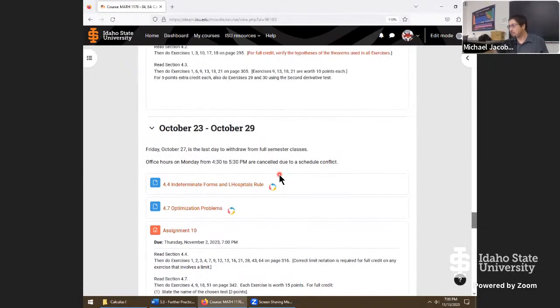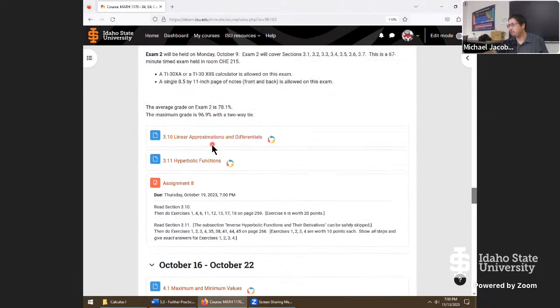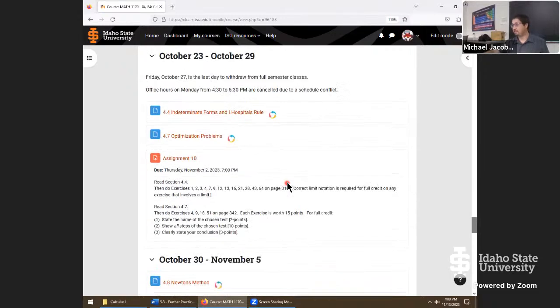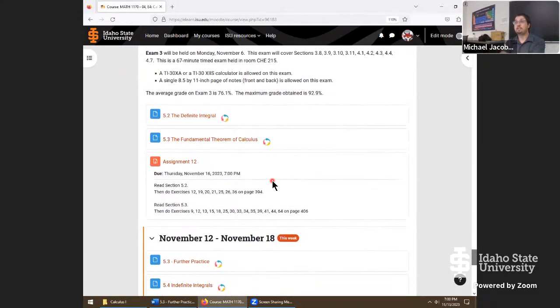If we look at some of the historical statistics, Exam 2 had a maximum of about 97% and an average of about 78%. So I think the maximum took a bigger hit on this one, but the average was still pretty stable. Any questions folks have about the exam? Any problems on there or things along those lines?